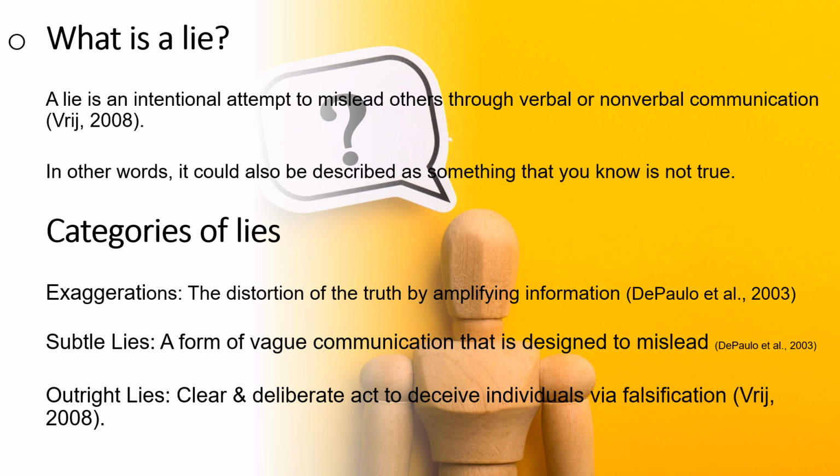Okay, so what is a lie? At its core, it's pretty simple. A lie is when someone deliberately tries to mislead you. It's not an accident or a slip of the tongue. It's intentional. Now, not all lies are the same, so let's break it down.